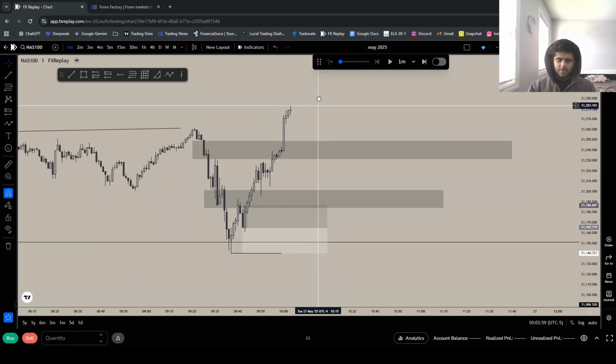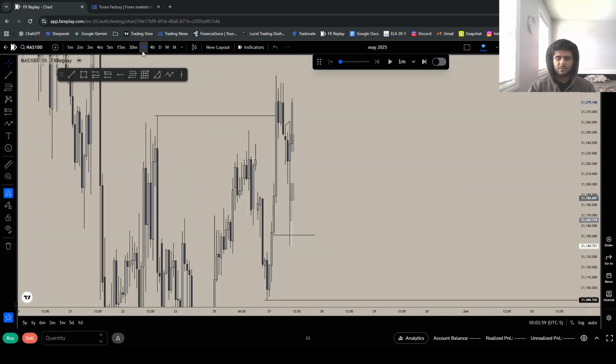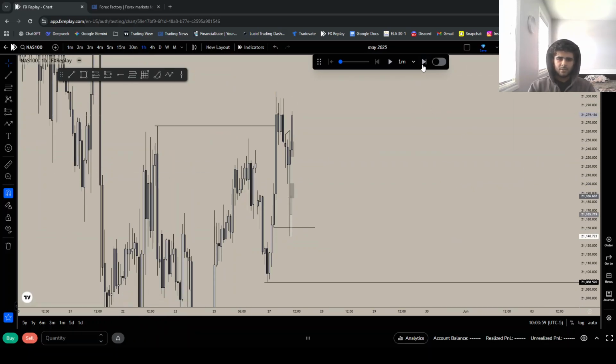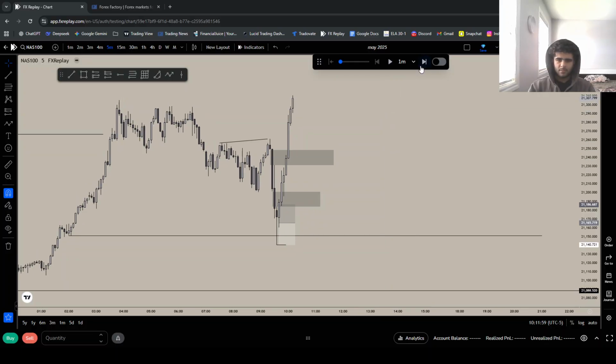Okay, looks like we used this low. So I was basically trying to target a low that swept something. So that's what I did wrong here. Alright, yeah, bro. So my trade idea was just incorrect.